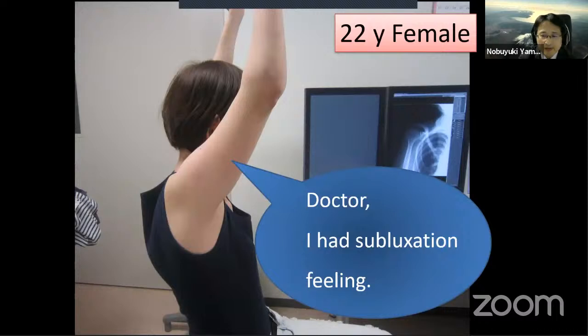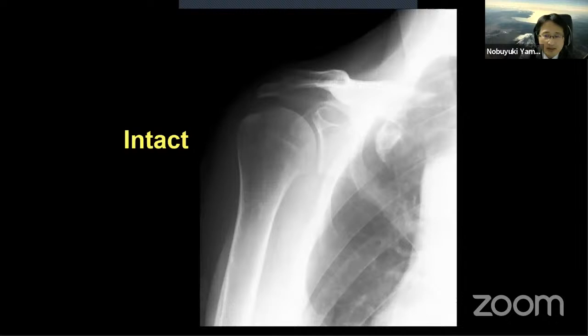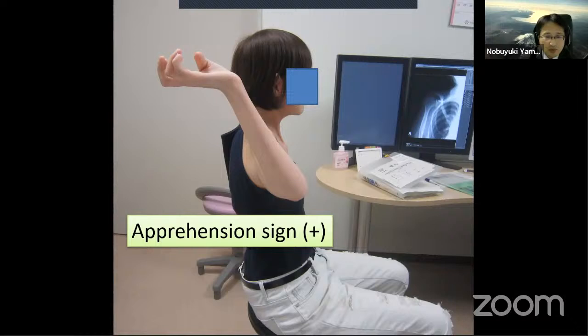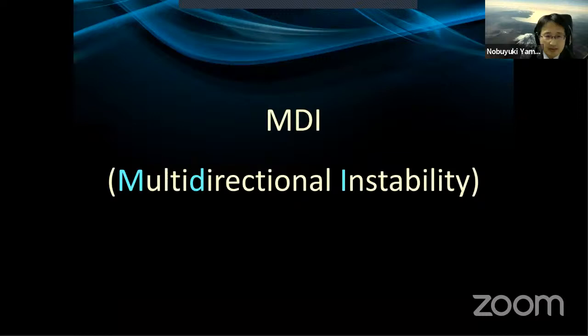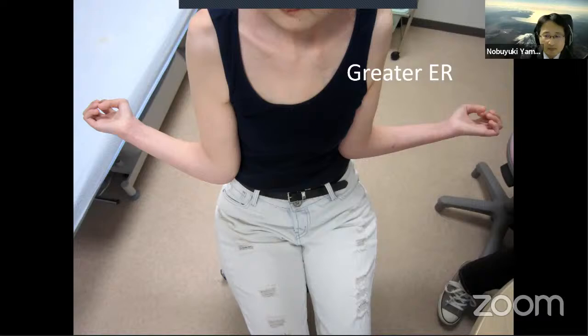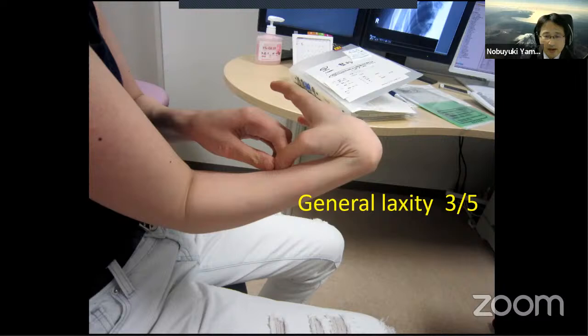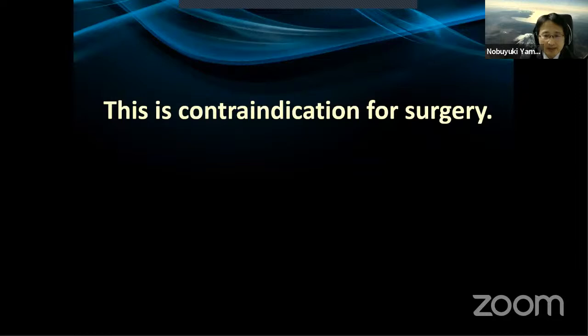Here is another case, a 22-year-old female. She said, "Doctor, I had a subluxation feeling." X-ray showed it was intact. The apprehension sign was positive. MR arthrography indicated no Bankart lesion. So this means she is an MDI, multidirectional instability patient. She had a greater external rotation angle and general joint laxity was positive, 3 out of 5. So this is a contraindication for surgery. In many cases, physiotherapy is effective for this patient.